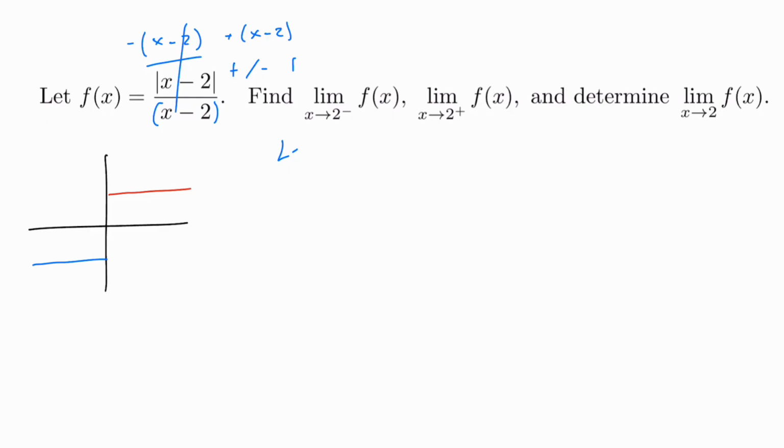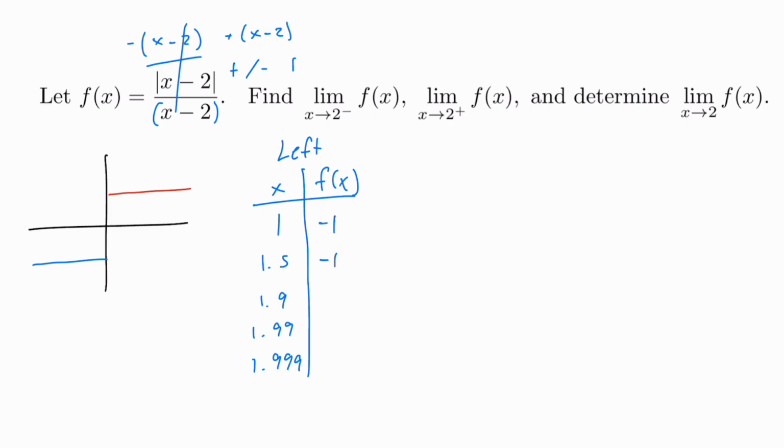So for our left hand side, right, we're going to do the same thing that we've been doing, x and f of x, get our table going, and we're looking at 2, so something slightly less than 2. Let's go with 1, 1.5, 1.9, 1.99, and 1.999. If we plug in, we're going to end up with negative 1 from the negative side. So this is going to be negative 1, negative 1, negative 1, negative 1, and negative 1.